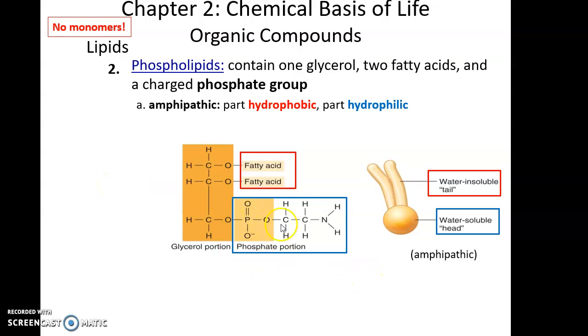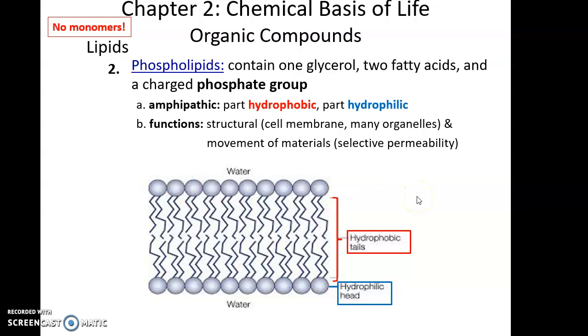Because of this charged phosphate group, phospholipids are what are called amphipathic. This means that the very large macromolecule has a hydrophobic region and a hydrophilic region. The hydrophobic region is, of course, the fatty acid chains, these tails, and then the hydrophilic region is the phosphate group. Because it is charged, it is attracted to the polar water molecule.